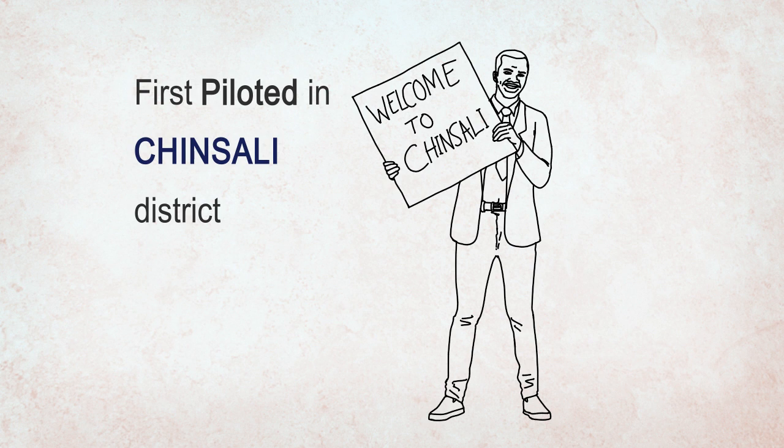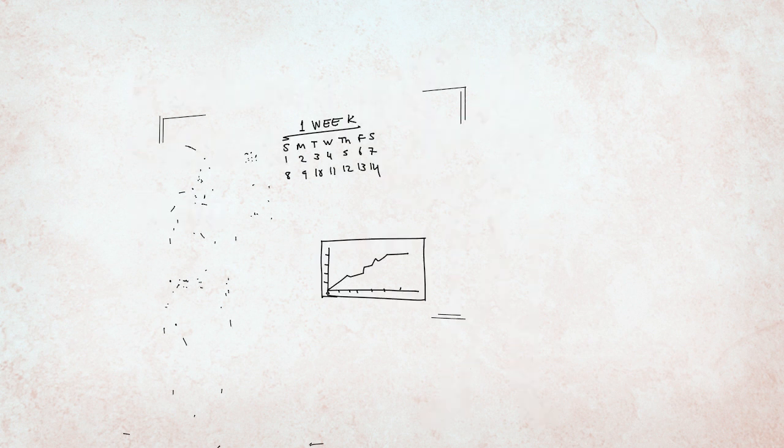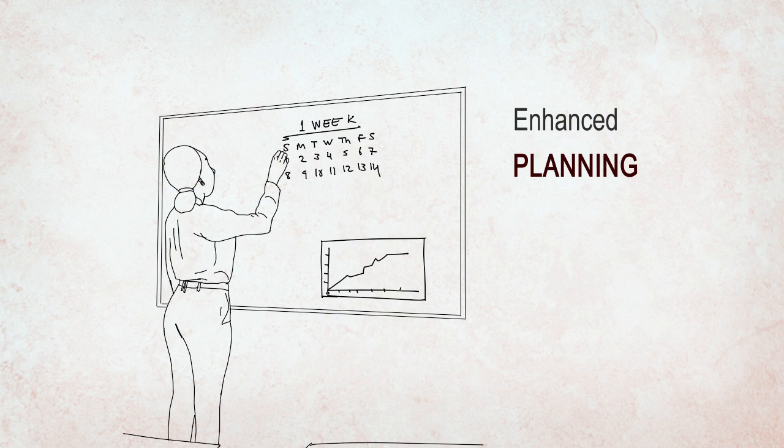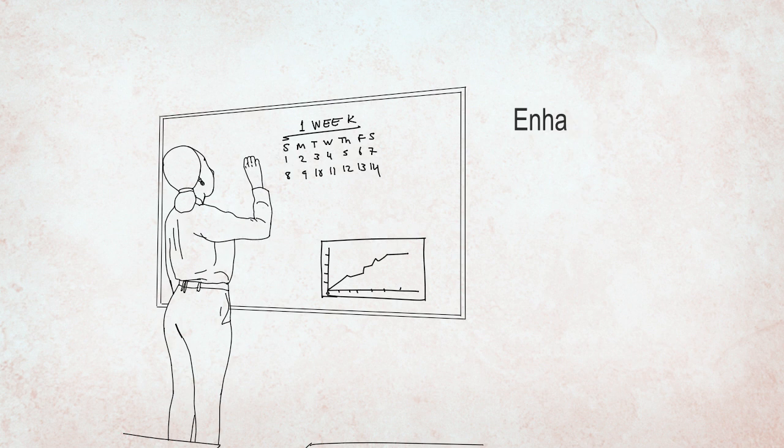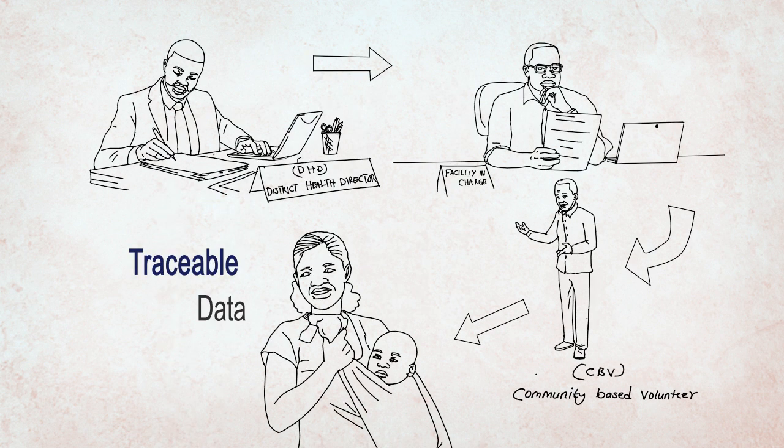The end results include 1. Enhanced planning. The tools have helped recognize the real reasons behind defaulting children in particular zones and facilities, thus supporting evidence-based planning grounded on needs. 2. Traceable data. Because of the process the data undergoes from the community to the district, we are assured of being able to trace it back and to check its validity and reliability from each point of consolidation.